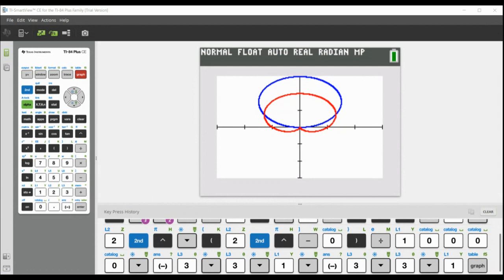I mean, to find the area, we need a starting angle and an ending angle. What would those angles be? How would we find the starting angle and the ending angle for the area we're looking for? What do we have to do, do you think?